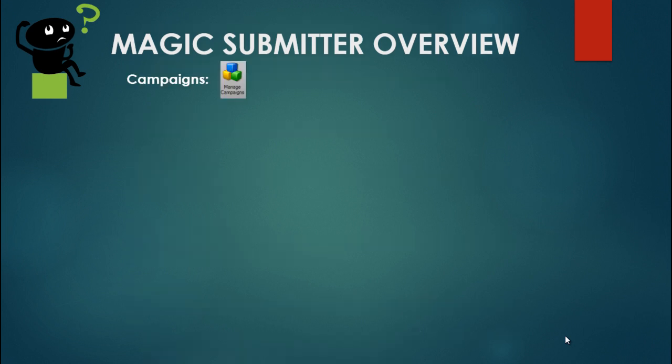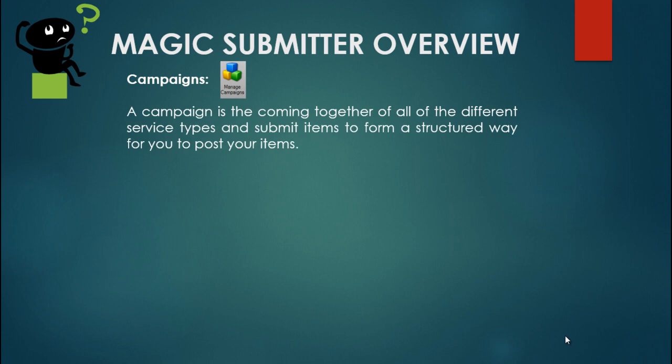Next is campaigns. You can see this is a free box icon, blue, gold and green, and it's got managed campaigns underneath it. A campaign is the coming together of all of the different service types and submit items to form a structured way for you to post your items.